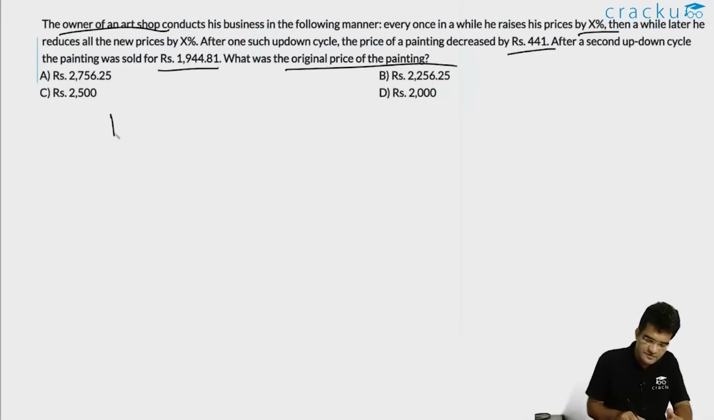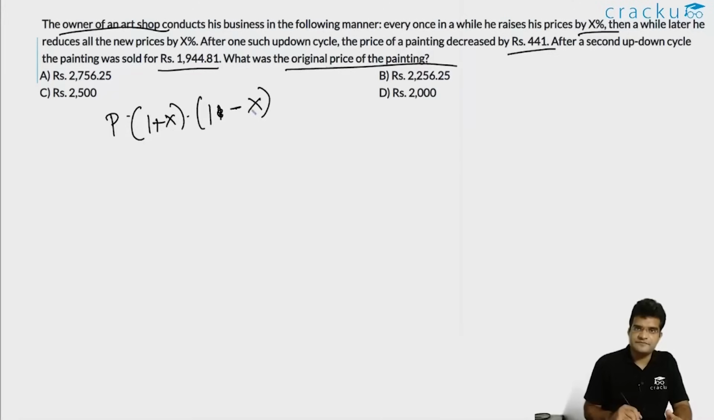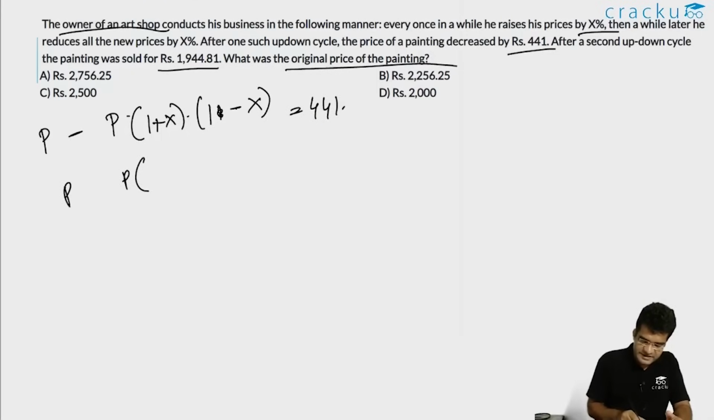So let us assume that the original price of the painting is P. After he increased the price by X%, it becomes P into 1 plus X. Now he gives a discount of again X%, so it becomes P into 1 plus X into 1 minus X. Now the difference between the original price, that is P, and the new price is given as 441. So if you simplify this, you are going to get P minus P into 1 minus X square is equal to 441, or P into X square is equal to 441.